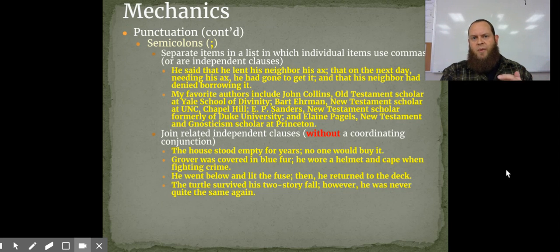But for the most part, we'd want to stay away from this. Put two independent clauses together, either with a semicolon by itself or a comma and a coordinating conjunction, and just leave it there and then move on to a new sentence.